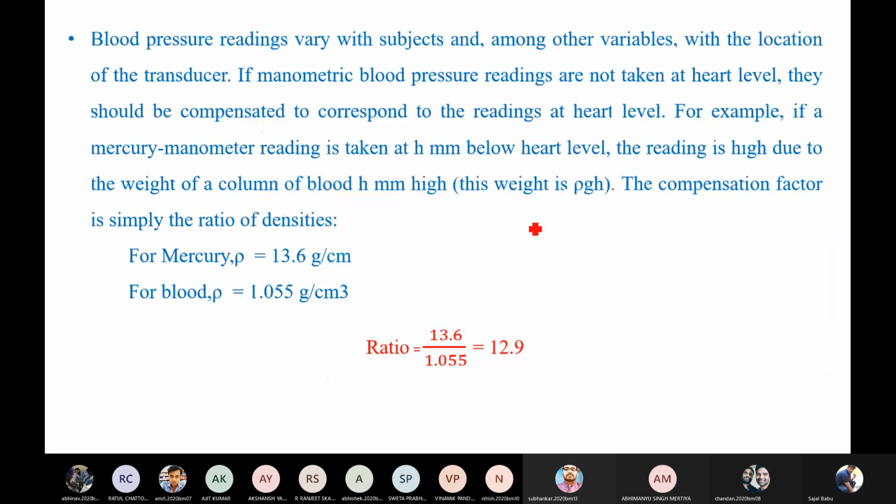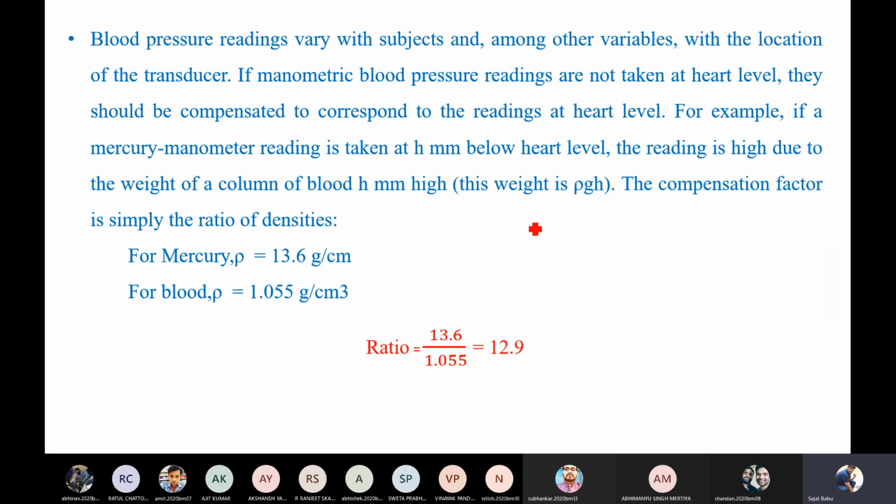Now, I had already told you that if you are not taking the blood pressure at the heart level, if you are measuring above or below the heart level, then you have to apply some correction factor to get the exact reading. You may have to add or subtract the correction, as you do with your instruments also.